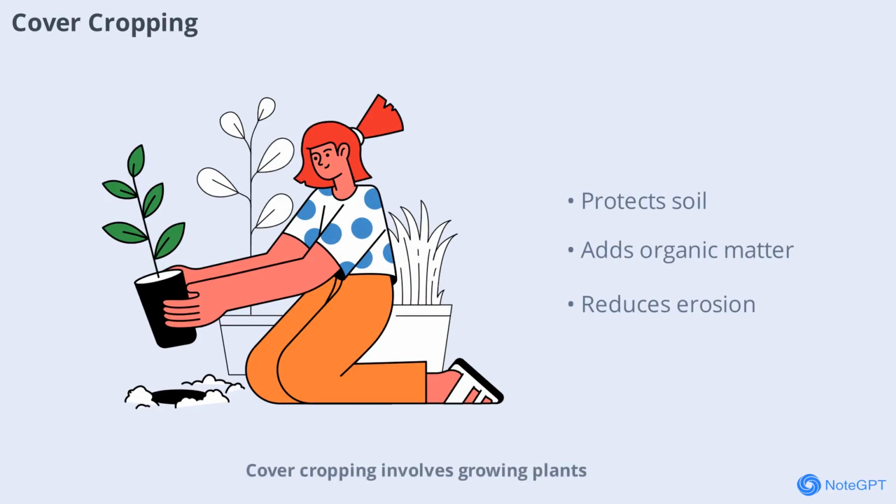Cover cropping involves growing plants like grasses or legumes during off-seasons. These plants protect the soil from erosion, improve soil structure, and add organic matter when plowed back into the soil. Cover crops are especially useful in regions prone to wind and water erosion.